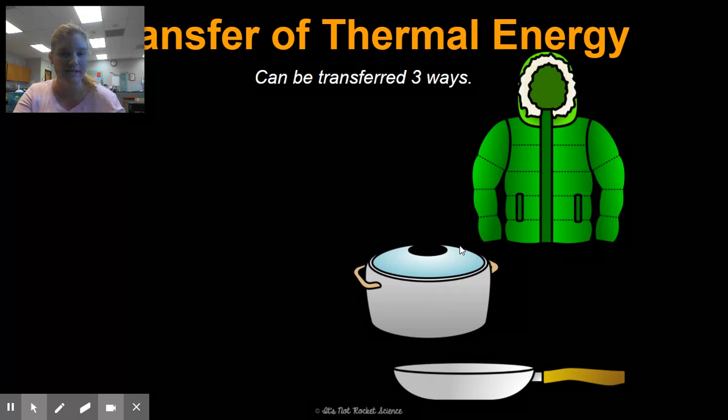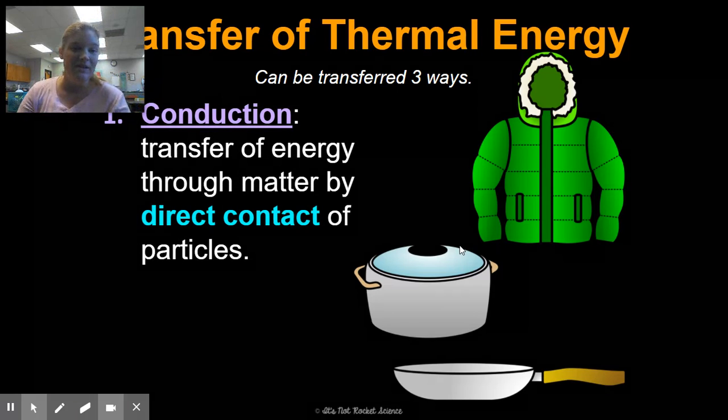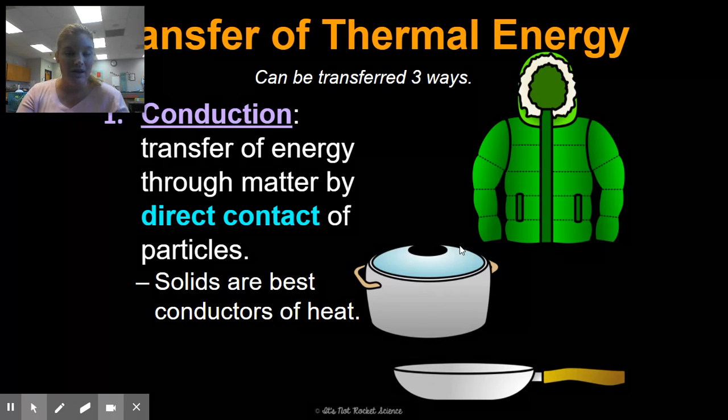We have 3 different ways that thermal energy can be transferred. The first one is conduction. So conduction is direct contact. So we're touching something and it's causing particles to get more or less energy based on what's going on. So solids are the best conductors of heat, and that's because your particles are closer together. Like when you put a pan on a hot stove, touching the stove is how we're transferring that energy.